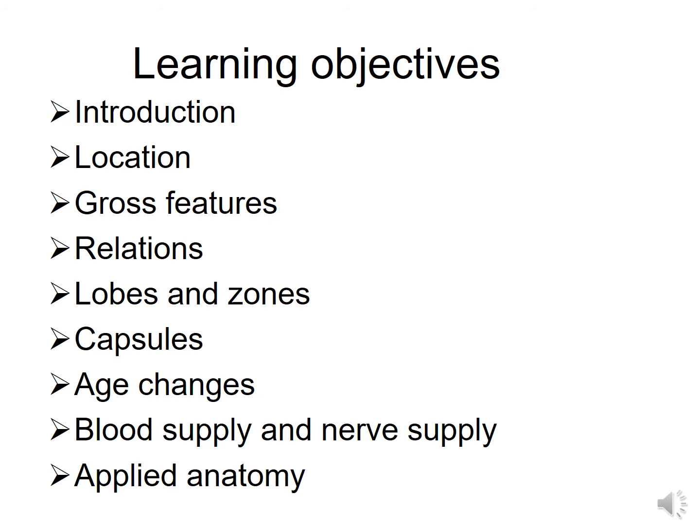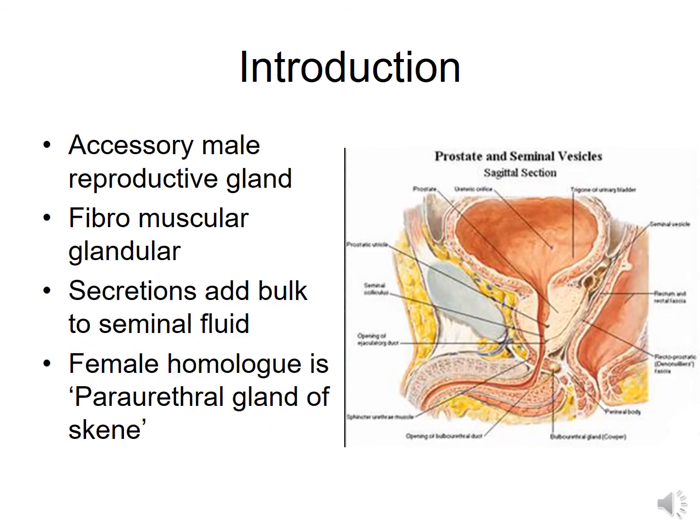These will be the learning objectives of today's discussion: introduction of prostate, location, gross features, its relations, lobes and zones, then capsules of prostate, age changes, blood supply, nerve supply, and applied anatomy. Prostate is an accessory male reproductive gland, and it is fibromuscular glandular.